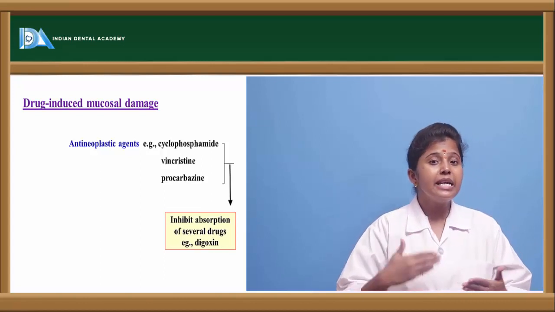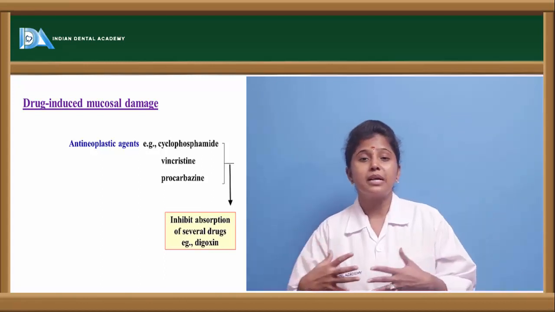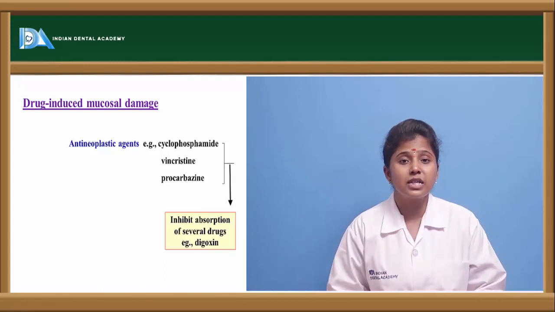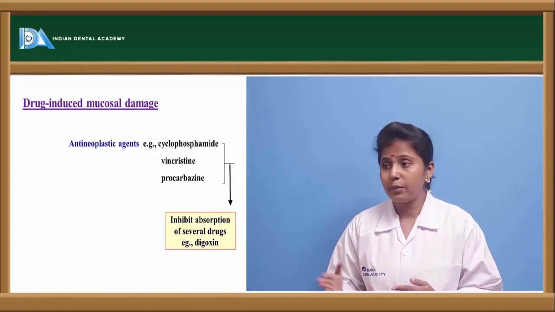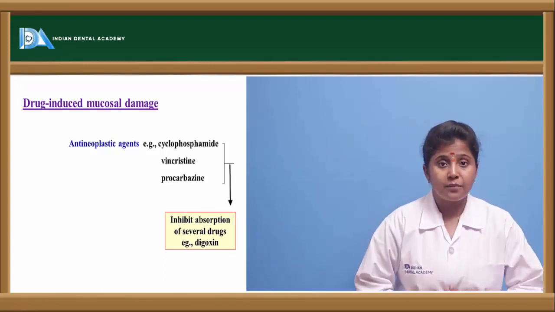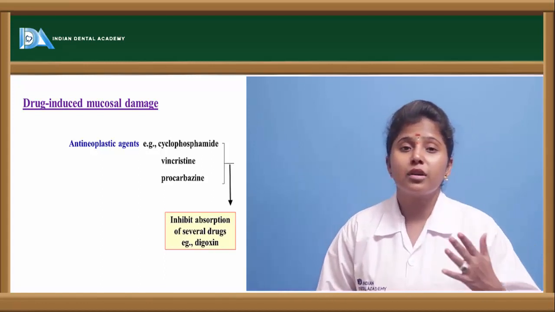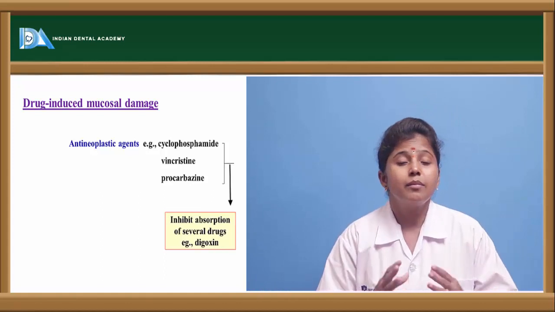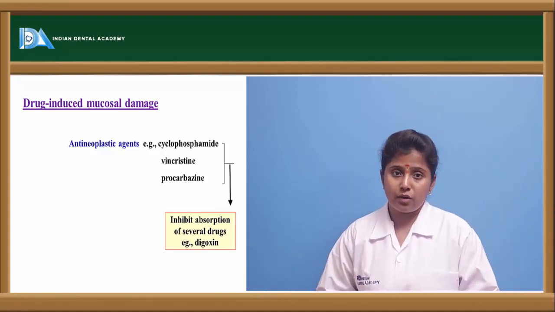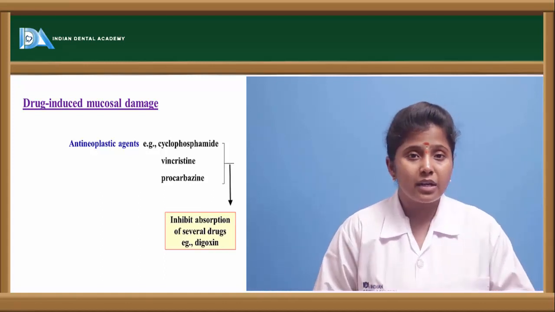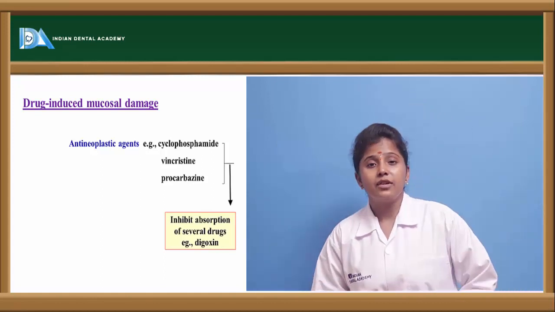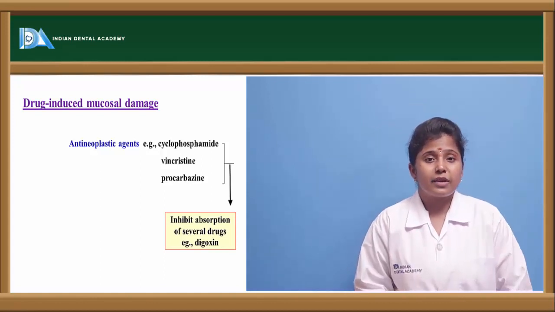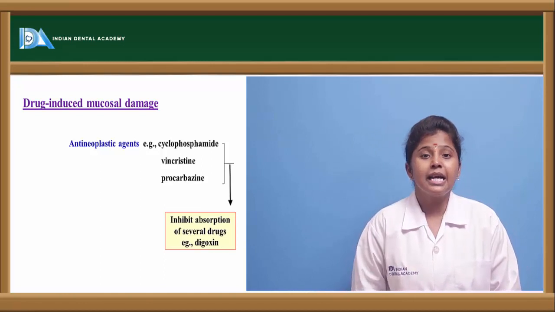They stimulate the excessive, or else what do? They become toxic in the body. So if they are toxic, that leads to the mucosal damage. For example, if we take a drug like digoxin, digoxin should not be given with antineoplastic agents like vincristine, procarbazine, because they reduce the absorption of digoxin. So if it is not absorbed, it remains in the systemic circulation, and if it remains, it aids in the stimulation of HCl, and thereby the mucosa is getting damaged.